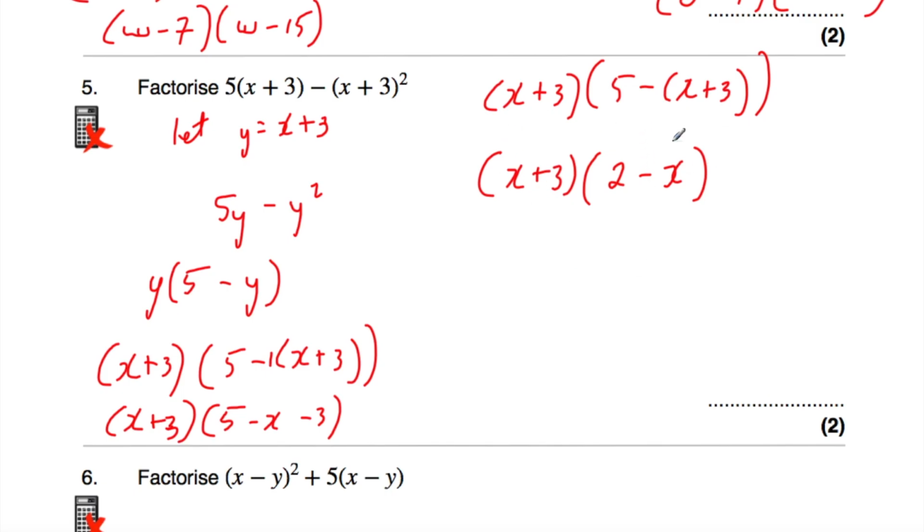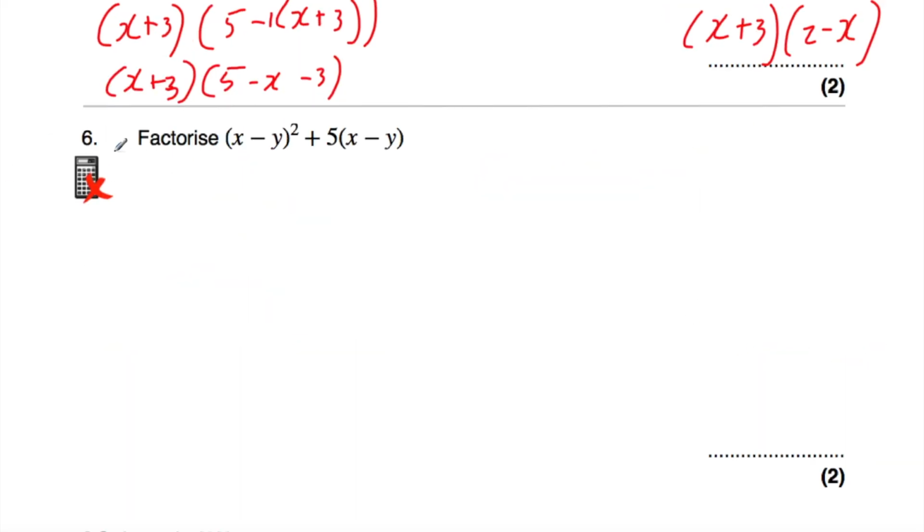Okay, but that's it. So that's the answer. So the answer is x plus 3, close brackets, 2 minus x. And that's it. Okay, let's look at our next question, question number 6.